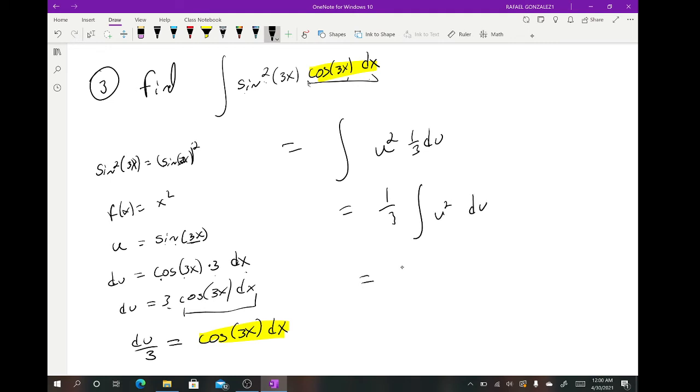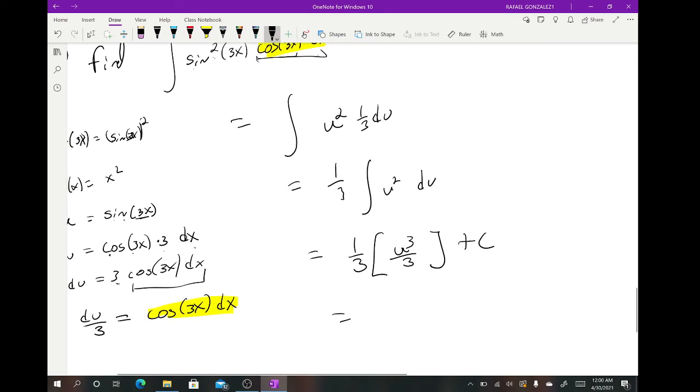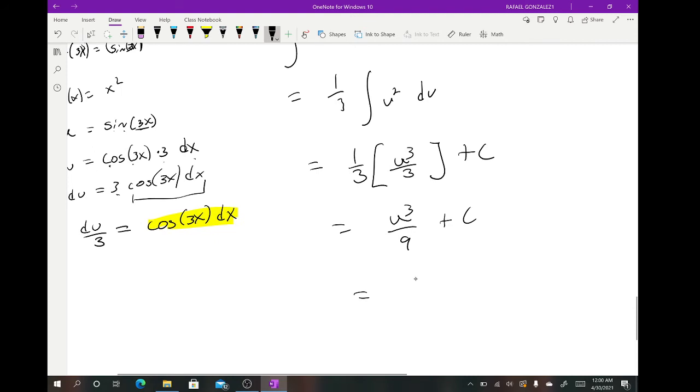And then again, you take the antiderivative. This is 1/3 times u cubed over 3 plus c. This is going to be equal to u cubed over 9 plus c. And remember, u was sine of 3x. So this is sine of 3x cubed over 9 plus c. And again, you could check your solution by taking the derivative.